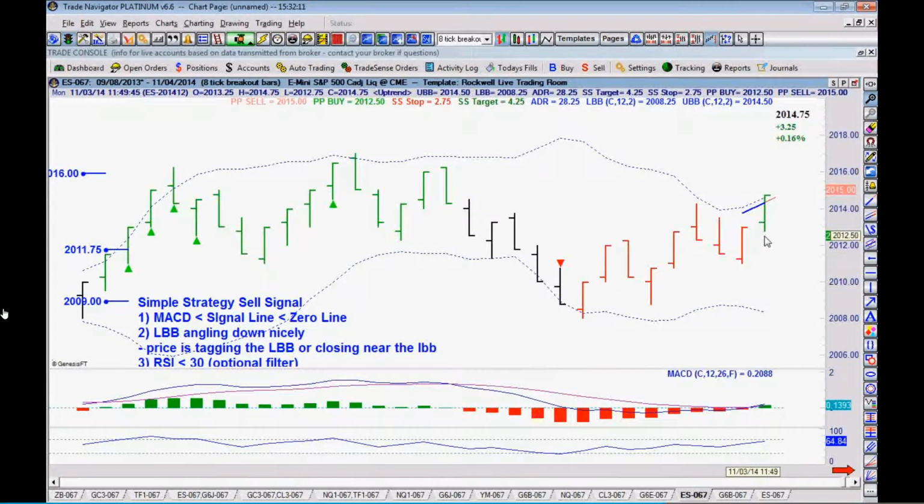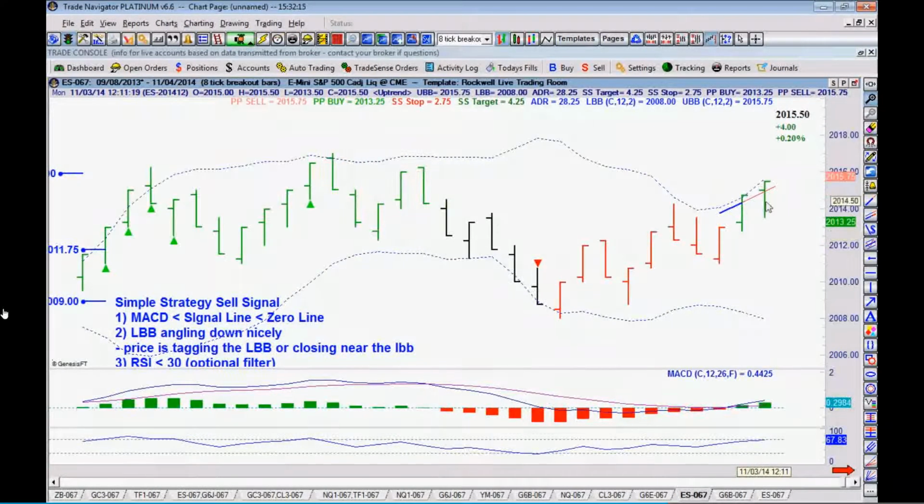And in this case, I would say that if you didn't take the first trade, the second one would be one to consider. We have MACD bullish based on the rules, so MACD is above the signal line and the zero line. We have price tagging the upper band. The angle of the band is angling up nicely, which is exactly what we want to see. RSI is at 67.83, so not above 70. If you were using that as a filter, you'd want to wait. Otherwise, it's a pretty good looking signal to consider.